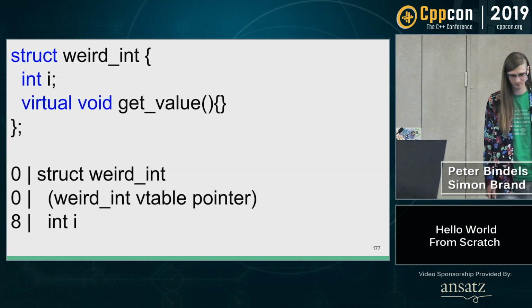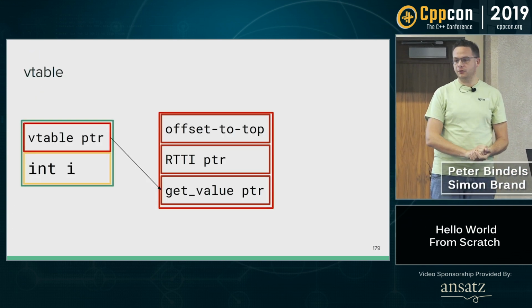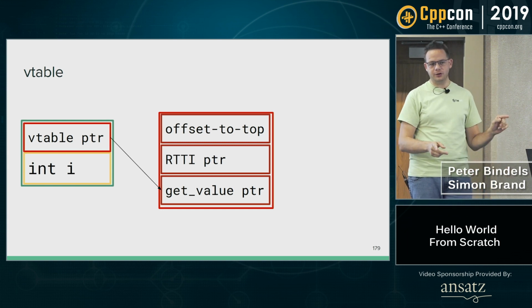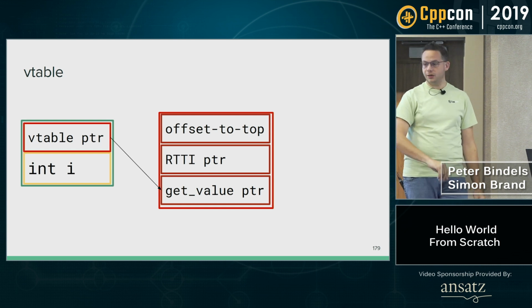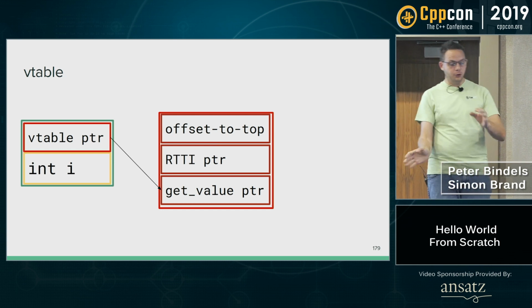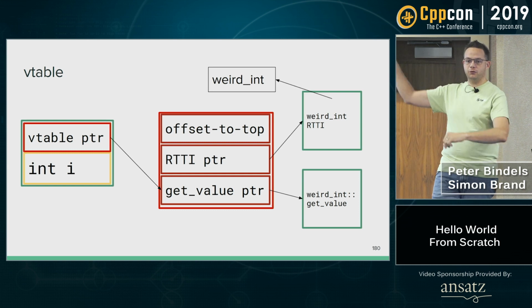So we have a vtable pointer, and the vtable pointer points to the vtable. And the vtable has a function pointer which points to our function. It has an RTTI pointer pointing to the RTTI information for our object type. That's runtime type information. And we have an offset to top, which in this case is irrelevant. And this stuff points to the actual function implementation, and the RTTI information points to a string.